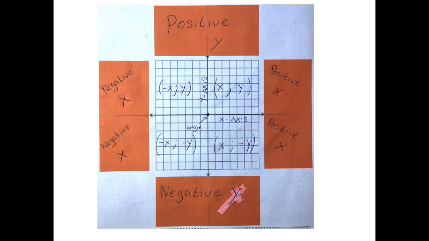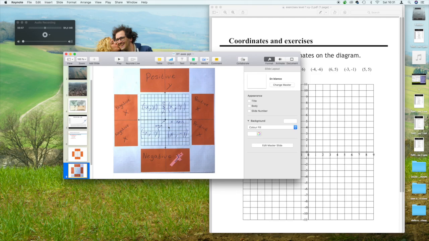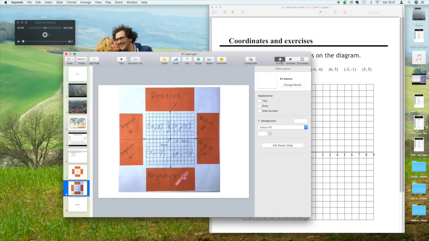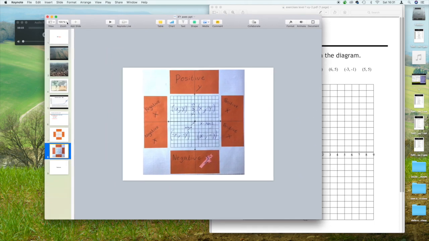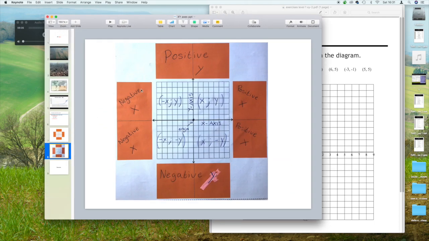So you can see that these two y-axes are separated. Let me just make it a little bit smaller, like this. You can see the movement of my mouse. So you can see that there is an intersection between the y-axis and the x-axis. This is what we call the origin.